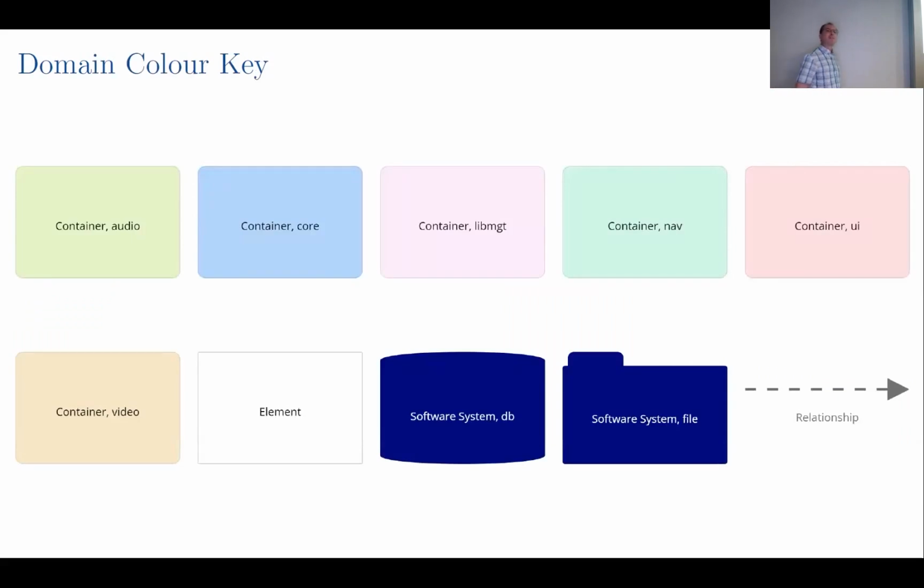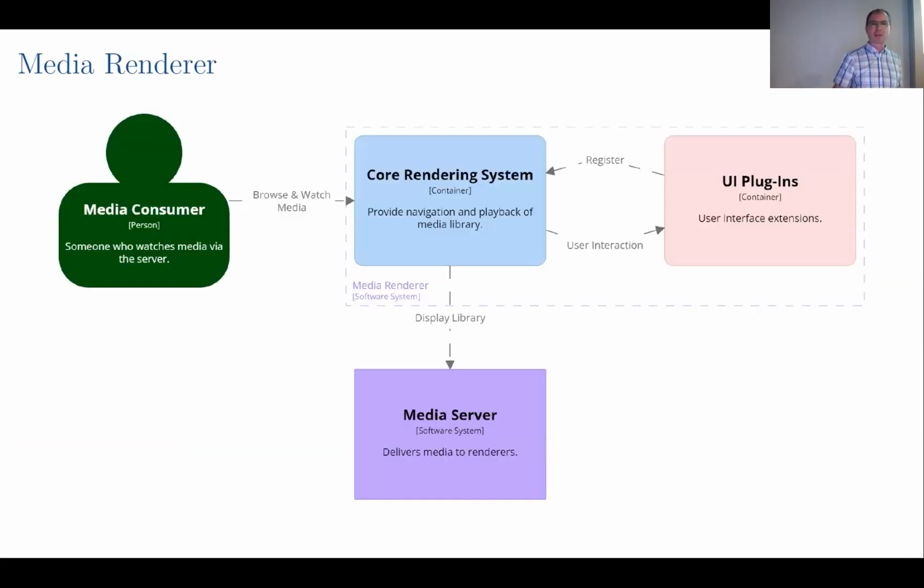The design is going to use domain partitioning. So that color code just tells you what the different domains are: things to manage audio, video, managing your library, navigating through your library, user interface, and other core logic. And we're also going to distribute this, which the first diagram implied. So your renderer is one device, your server is a separate device.